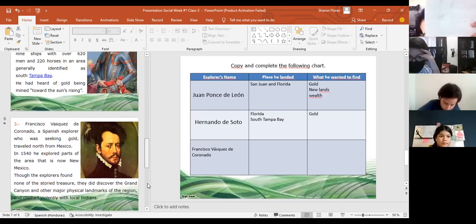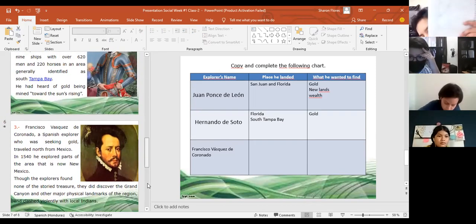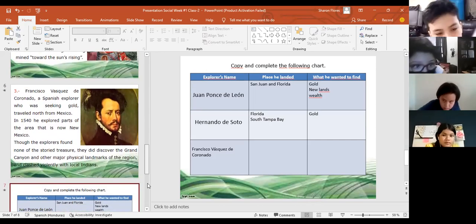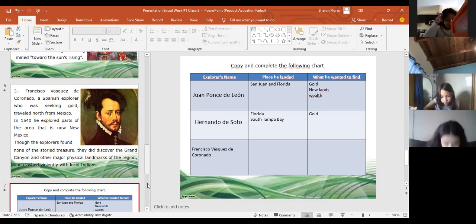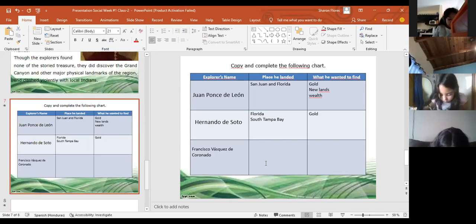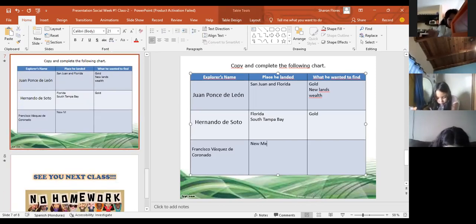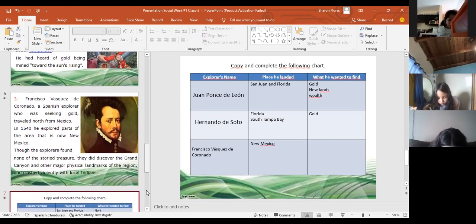Finished, okay. Francisco Vasquez de Coronado, just to finish. They are from the Mexico region, with possibility of local Indians. Yeah, so he explored New Mexico. Yes, we can write New Mexico. And what he wanted to find. Let's write New Mexico. In those days it didn't have the name, but now it's known as New Mexico in those places.